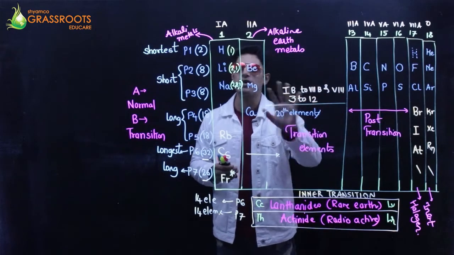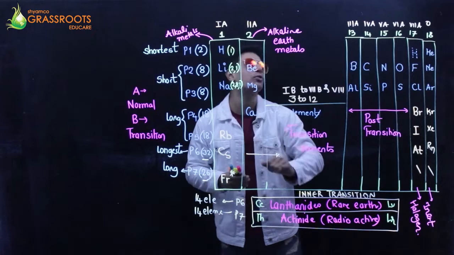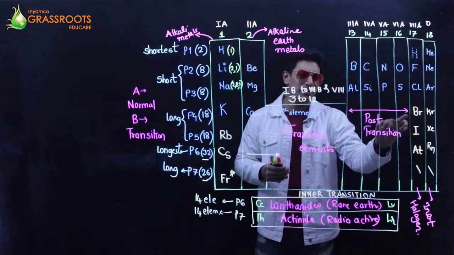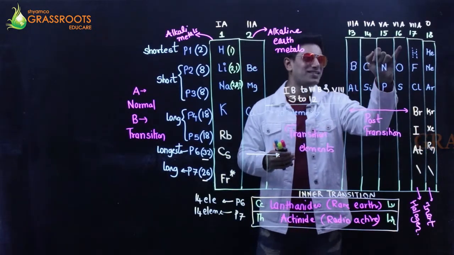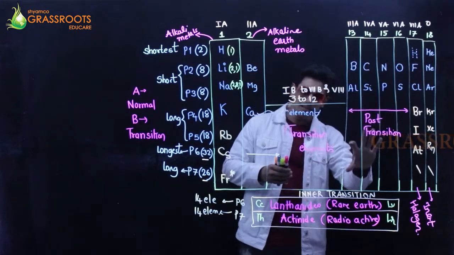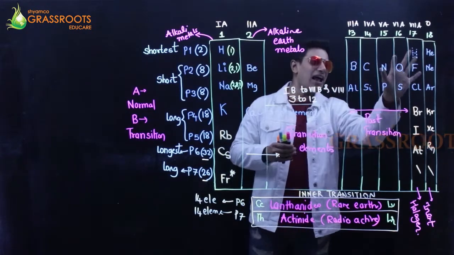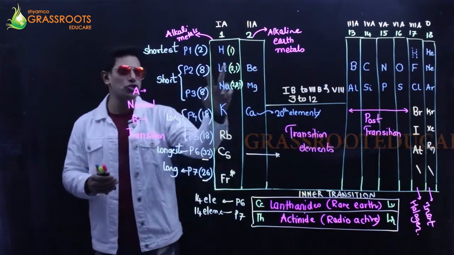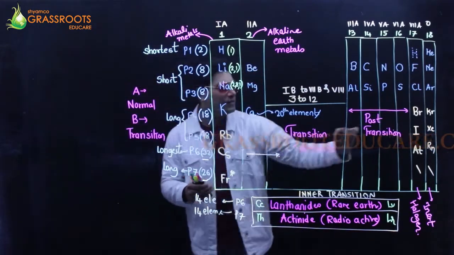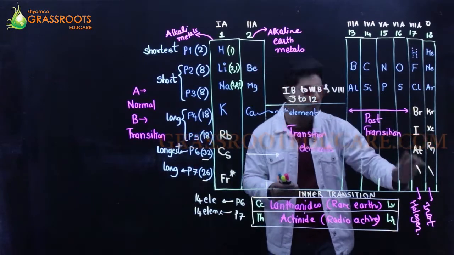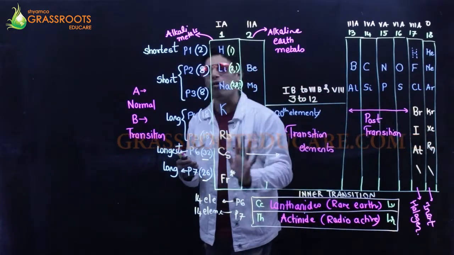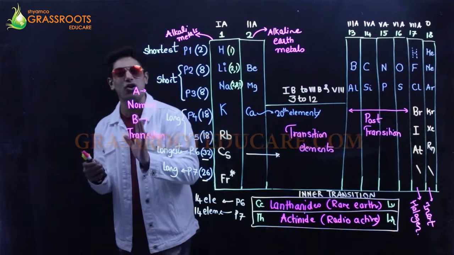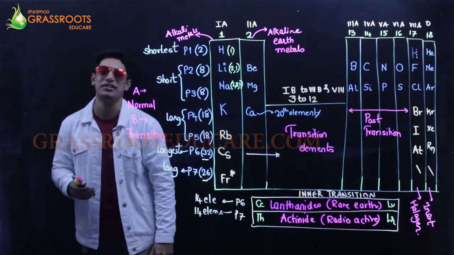Transition I have already spoken about. Normal I have already spoken about. The post-transition elements, these ones, group 13 to 16, consist of metals, metalloids and non-metals. They consist of everything. The first two consist of metals only. 17th consists of non-metals. So this was all about the generalized concept of non-standard periodic table.